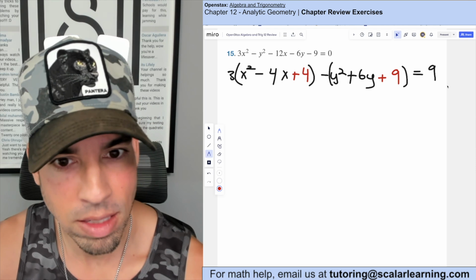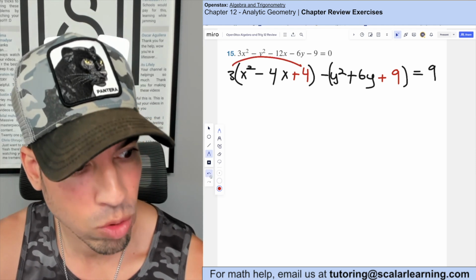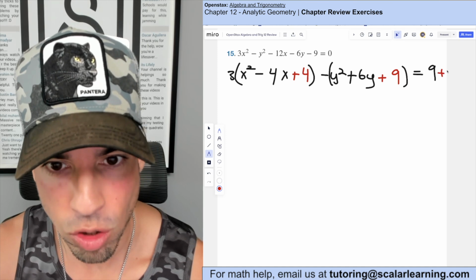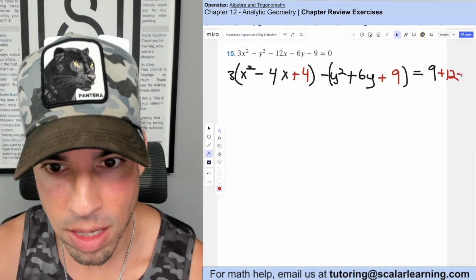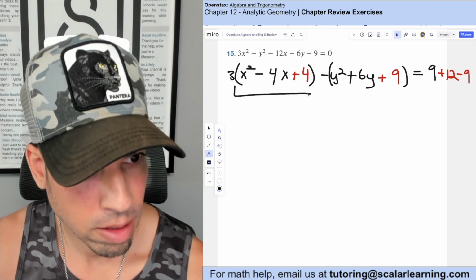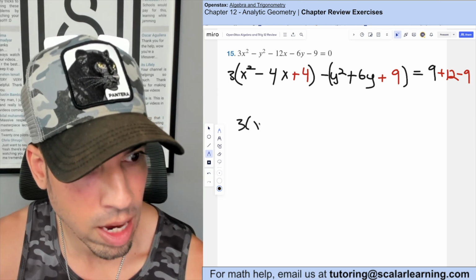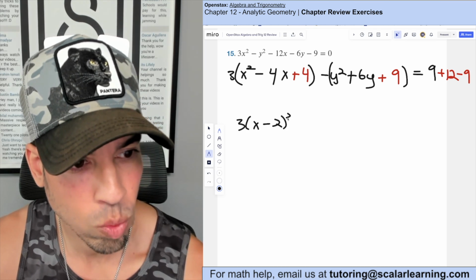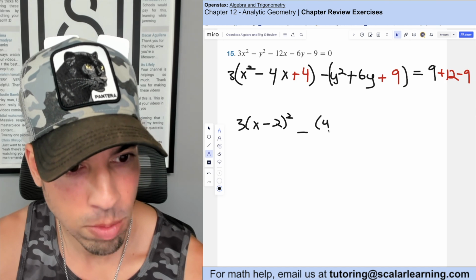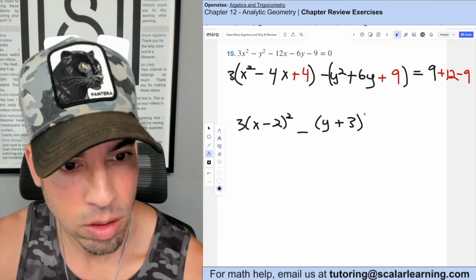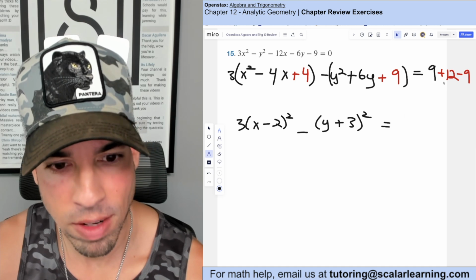And then we're going to add the same to the other side, right? We can't just add things to the left side without adding them to the right side. But remember, I'm really doing 3 times 4, which is 12, so I got to add 12 here. And then we've got a -9, so I got to add a -9 here. Now we can factor this and this. Those are nice perfect squares. So we're going to have 3 times x minus 2 squared minus, and we're just going to have 1 times y plus 3 squared, okay? And this is all equal to 9 plus -9 plus 12, which is 12.